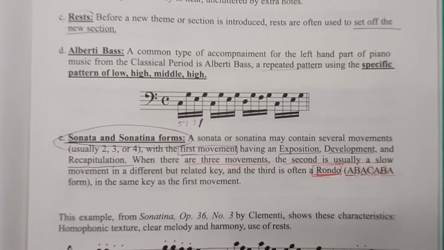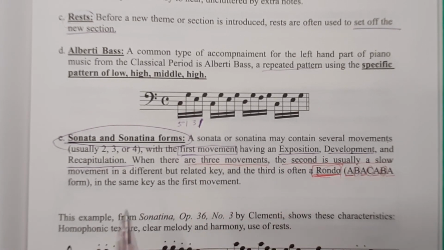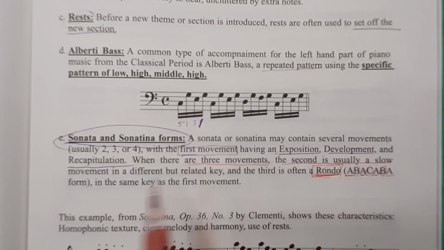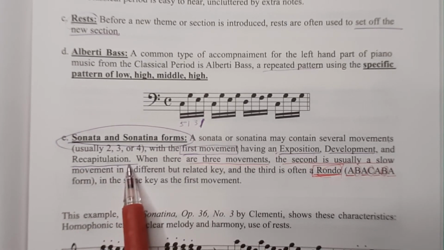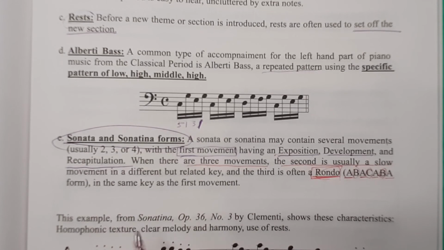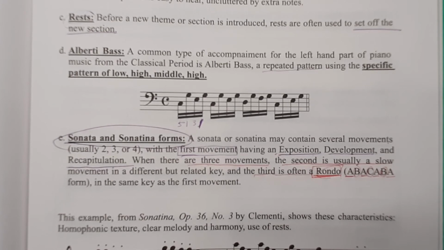Okay, so again, in a sonata there are like 3 or 4 movements. The first movement is in sonata form, and there are 3 parts: exposition, development, and recapitulation. The second movement is usually a slow movement. And the third one is often a rondo form, ABA form, or ABAC, ABA form again. Okay? All right.